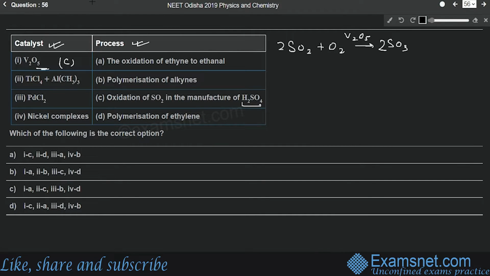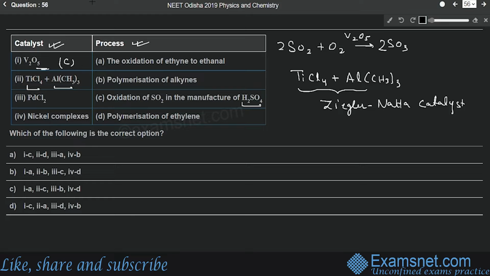Okay, now the next one is titanium tetrachloride and trimethyl aluminium. Okay, so let's write it down. What is it known as? Titanium tetrachloride plus trimethyl aluminium. This is known as Ziegler-Natta catalyst, and it is used in the polymerization of ethylene to give high density polythene. So this is used as a catalyst to make high density polythene by polymerization of ethylene. So the correct match for number 2 will be D.